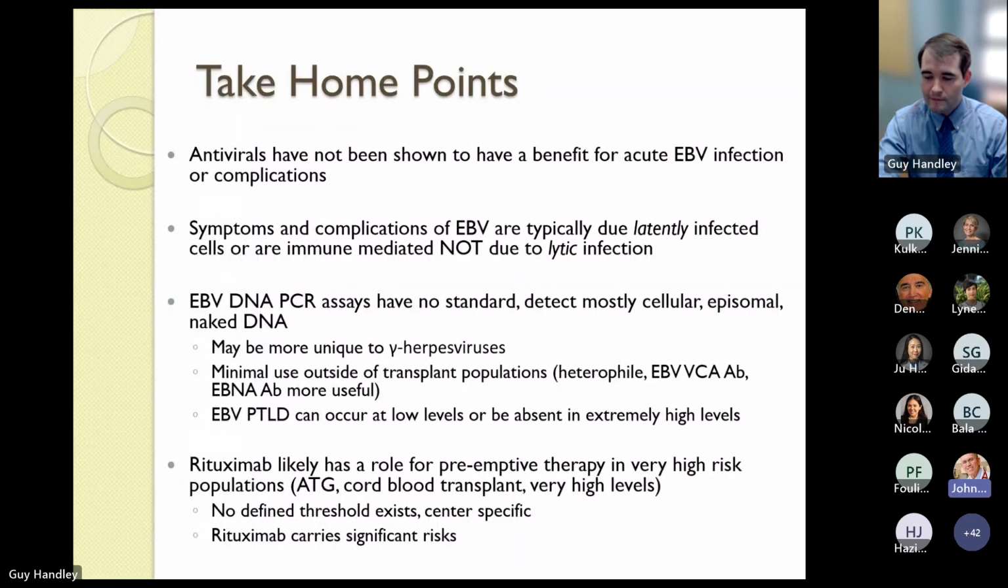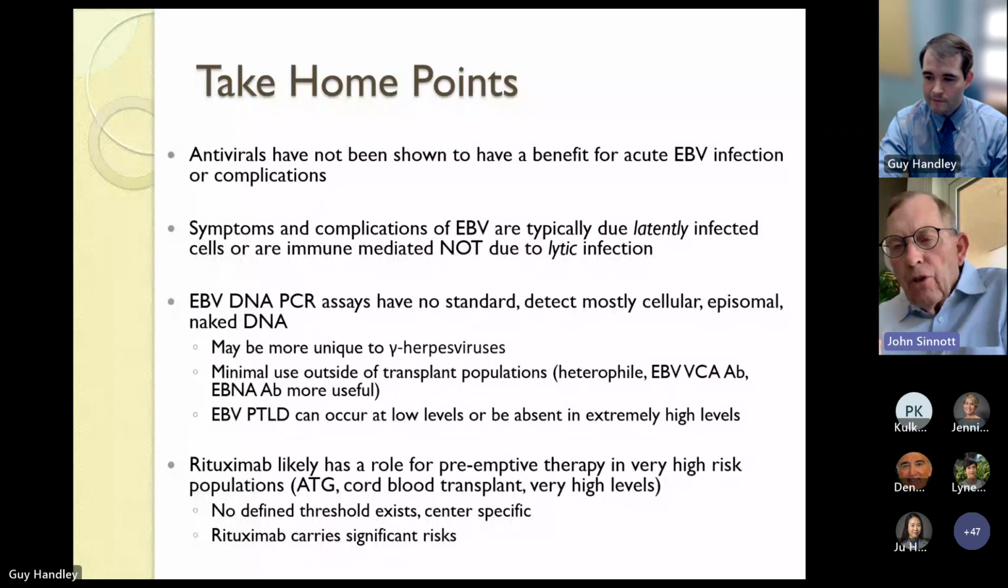That was wonderful. As we look to the future, what unique approaches, other than say rituximab, do you see in dealing with this dangerous virus?